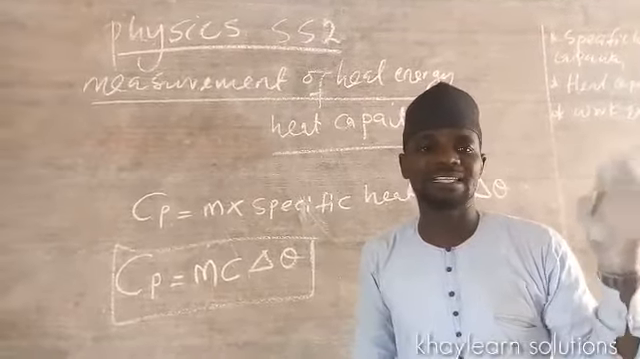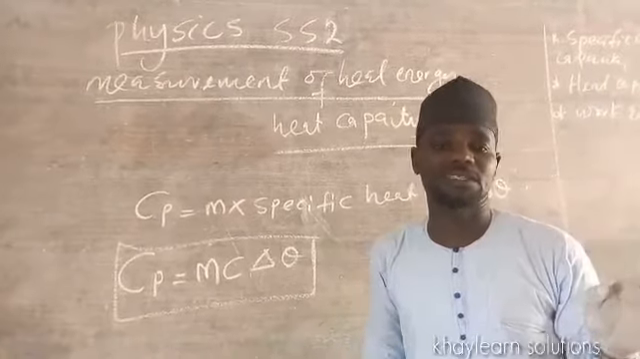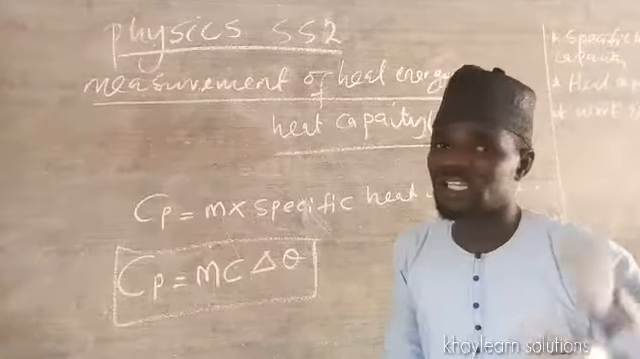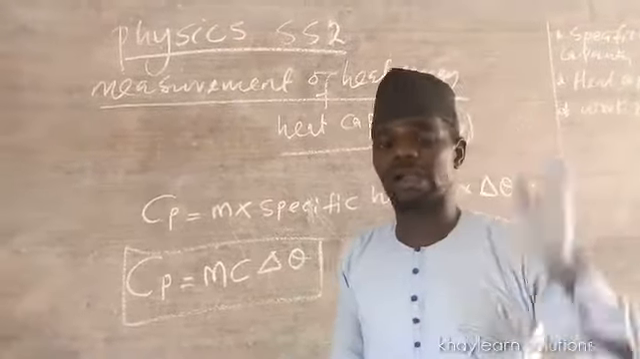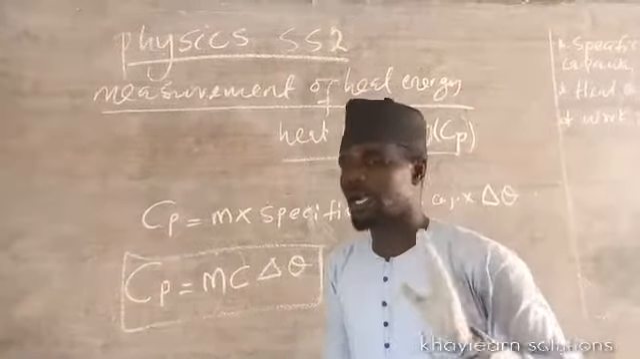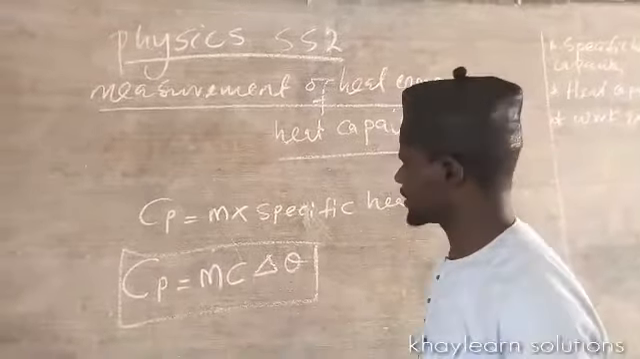Like brass, it has 380 joules per kilogram per Kelvin. Aluminium has 900 joules per kilogram per Kelvin. So this is what we have on specific heat capacity and heat capacity.